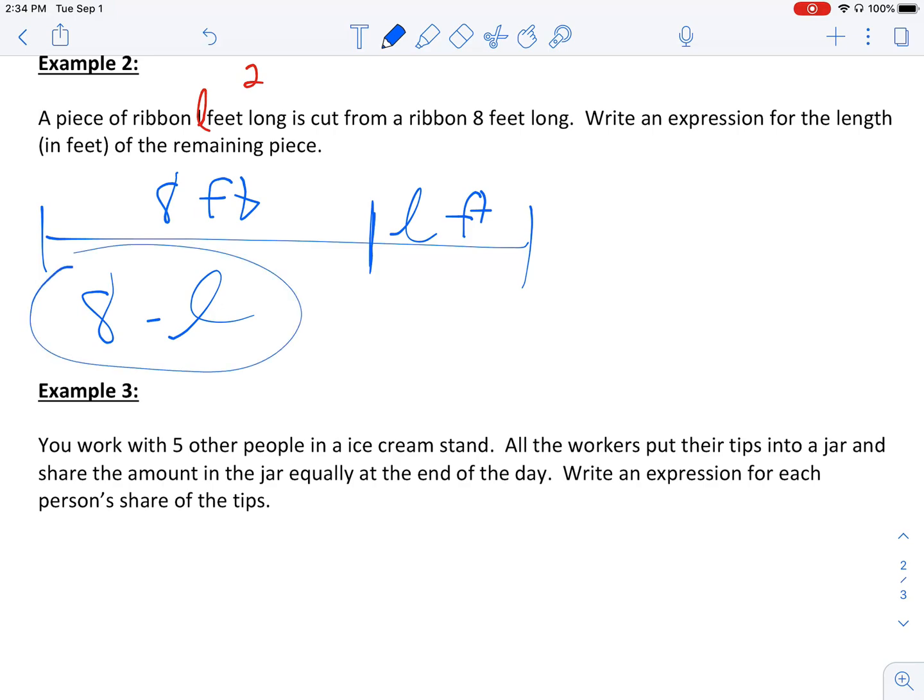That's your expression. So if you're going to cut out 3 feet, 2 feet, 1 foot, a half a foot, 7 feet, whatever length you want to cut out of that 8 feet, you just substitute in for L, and that tells you the amount left over.